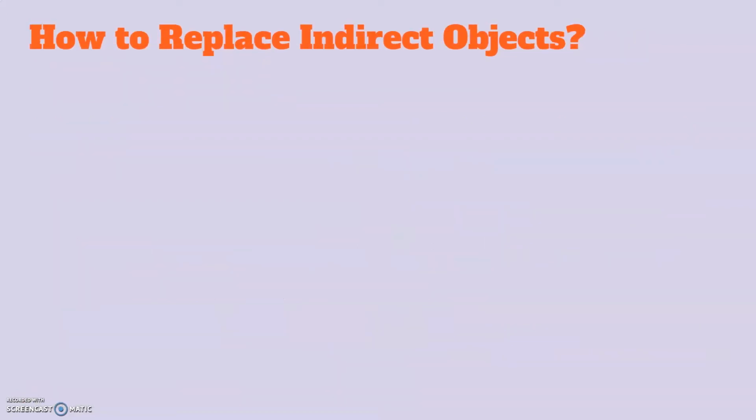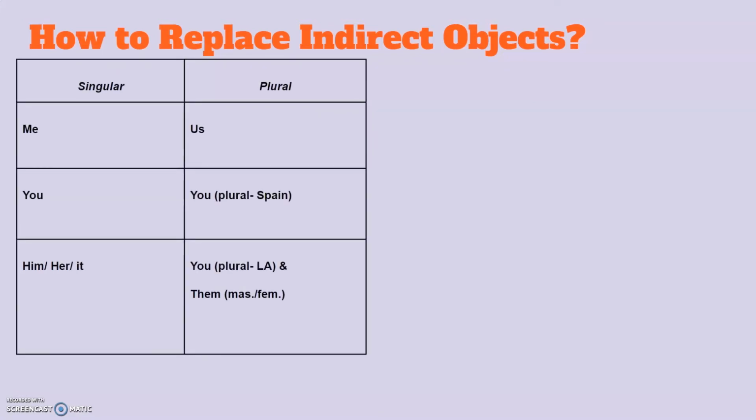So how do I replace indirect objects? These are the pronouns that we use in English. We have a singular and plural. Singulars are me, you, him, her, or it, us, you, and them.